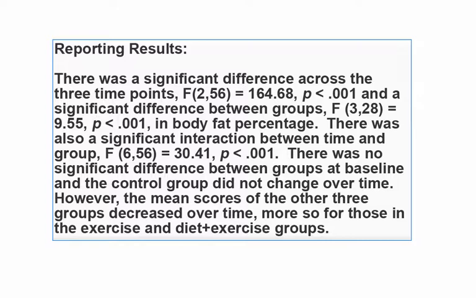Here we report the results in written format. We first report the main effect for time and the main effect for group. The interaction shows there were no significant differences between groups at baseline, and the control group did not change over time. However, the mean scores of the other three groups decreased over time, more so for those in the exercise group and the diet and exercise group.